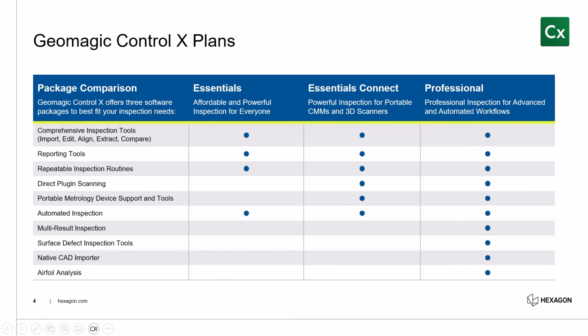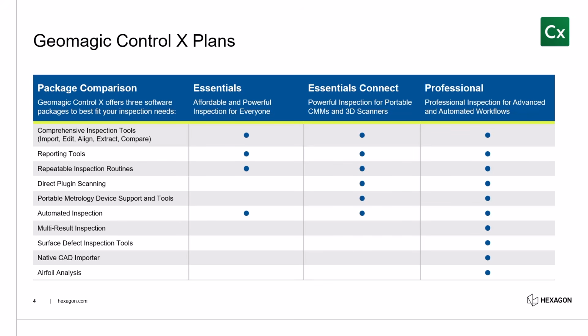I've also talked about Control X plans before. We have three main plans. You only have to pay for what you need. Essentials has all of the basic tools to do a pretty decent inspection. It just doesn't have any of the direct plugins or the ability to do multiple result inspections. Now, Essentials Connect has all the same tools as Essentials does, so you can do those pretty decent inspections, just without using some of those advanced tools or import native CAD files.